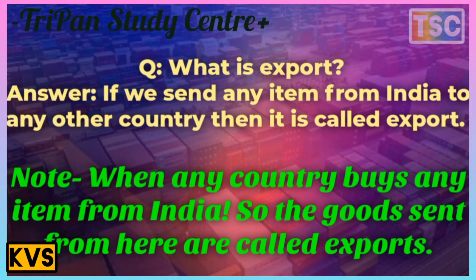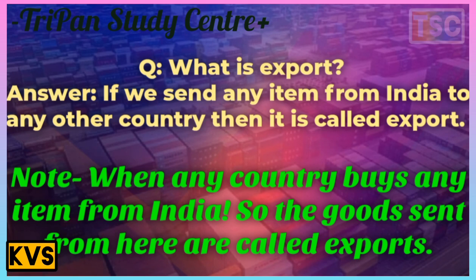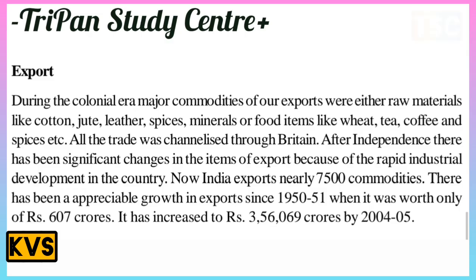Next, export. During the colonial era, the major commodities of our export were raw materials like cotton, jute, leather, spices, minerals, and food items like wheat, tea, coffee and spices, etc. All the trade was channelized through Britain.